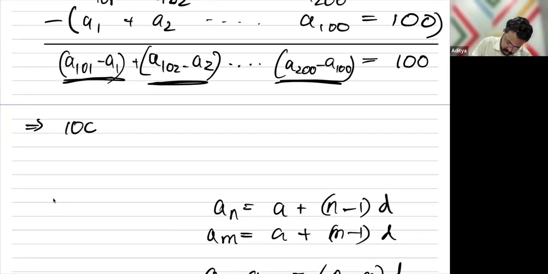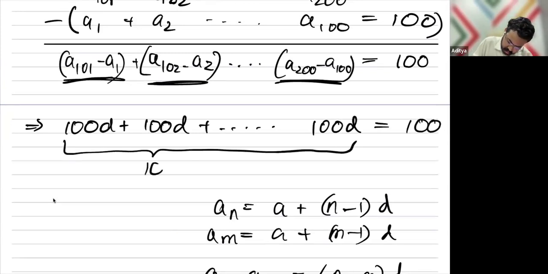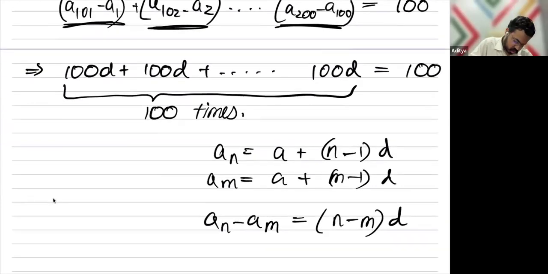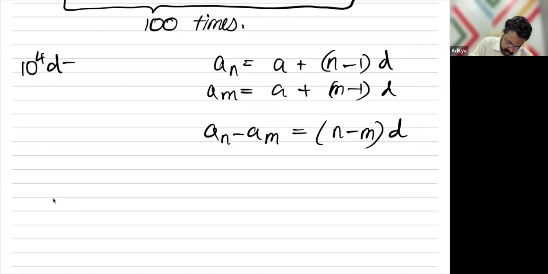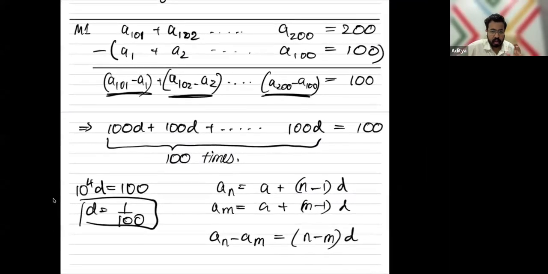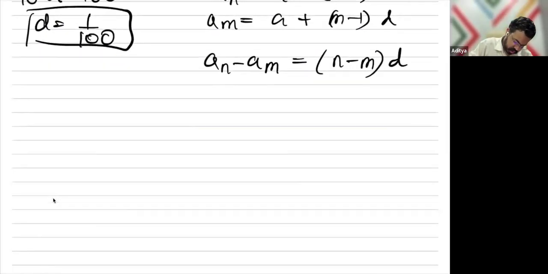This implies 100d plus 100d plus 100d, 100 times, is equal to 100. Because you start from 1, 2, 3 all the way up to 100, and 101, 102 all the way up to 200, there are a total of 100 terms over here, correct? So you have 10 to the power 4 d is equal to 100, or d is equal to 1 upon 100. This is the first method. And this is something that you should have thought up on your own. Another way of solving this is that you consider the middlemost term, m, of the first sequence.